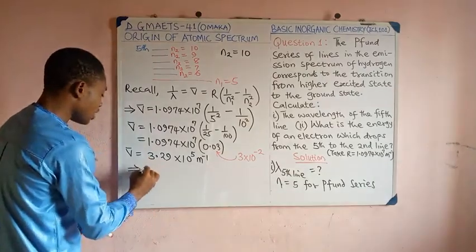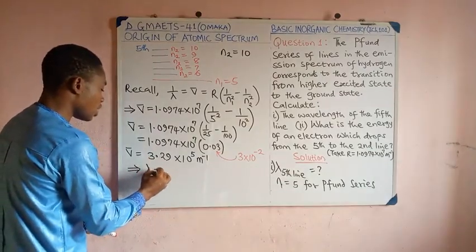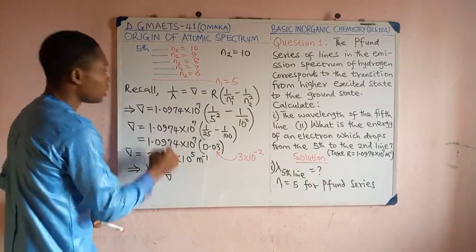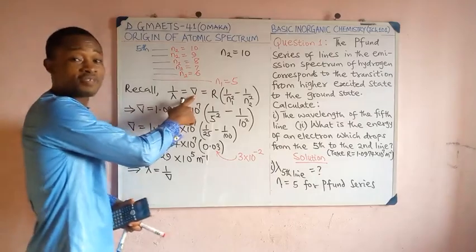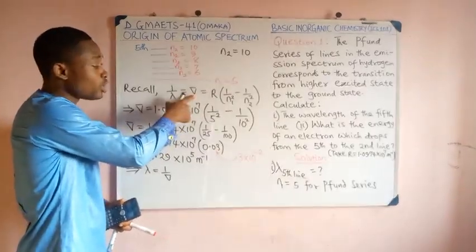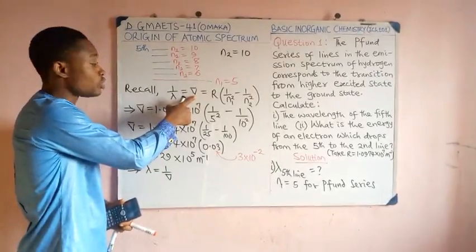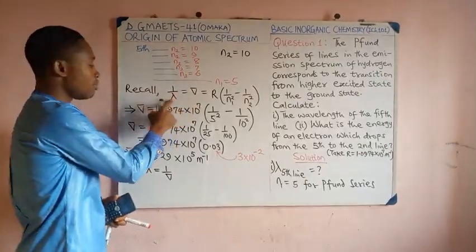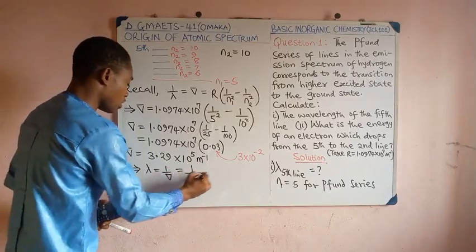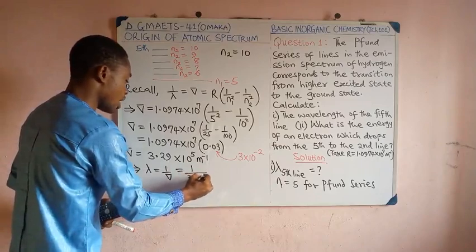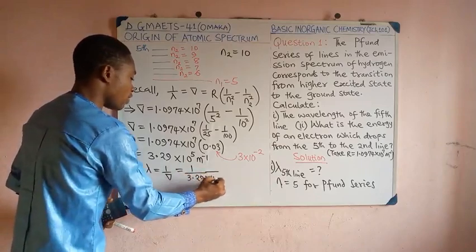So it implies that the wavelength for the fifth line will now be equal to 1 over the wave number. Remember I explained something. 1 over lambda is equal to 1 over V bar. So since I know the value of my wave number, I'm going to cross multiply, then make the lambda subject of the formula. This is 1 over 3.29 times 10 raised to power 5.